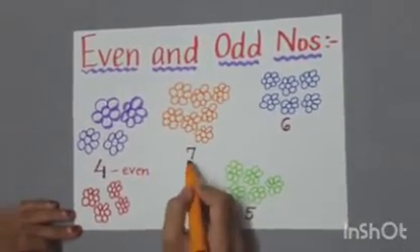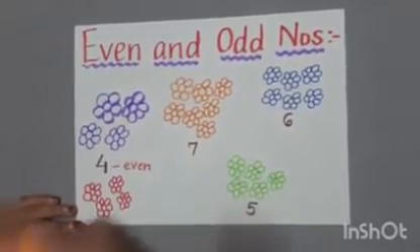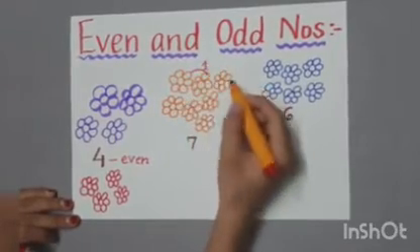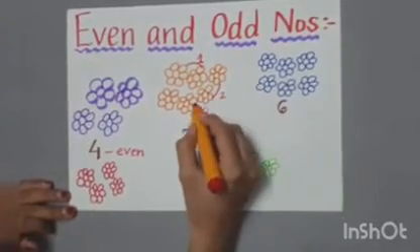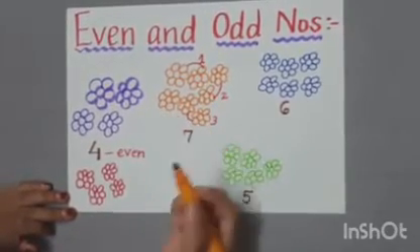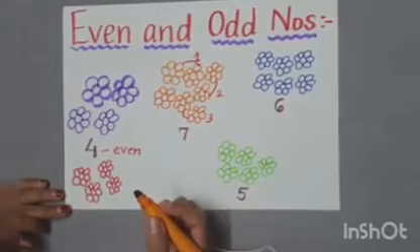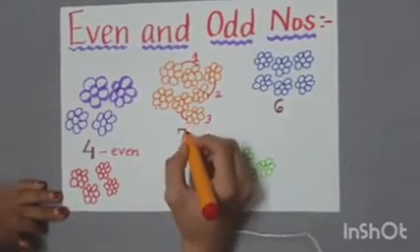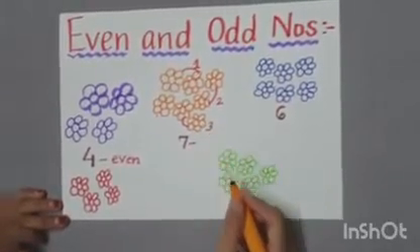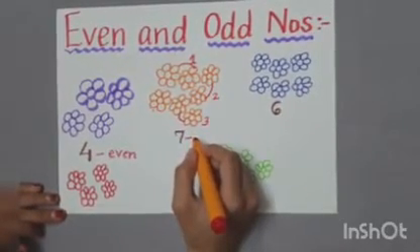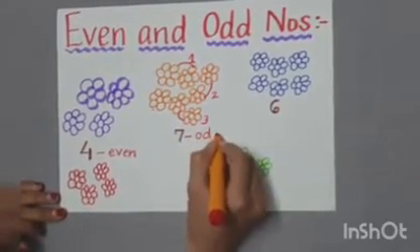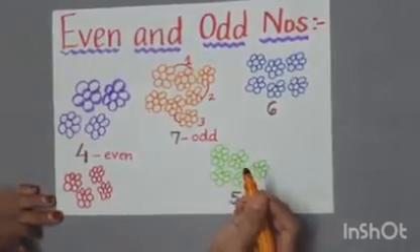Now I have 7 orange flowers over here. If I make pairs, so let's see, number 1, pair number 1, pair number 2, pair number 3 and 1 is remaining. So is it making a complete pair? No. So the number which does not make complete pair or which does not gets divided equally is the odd number. 7 is a odd number.